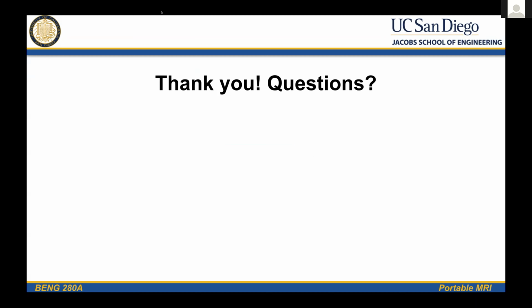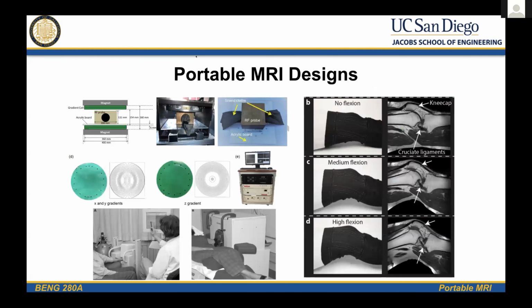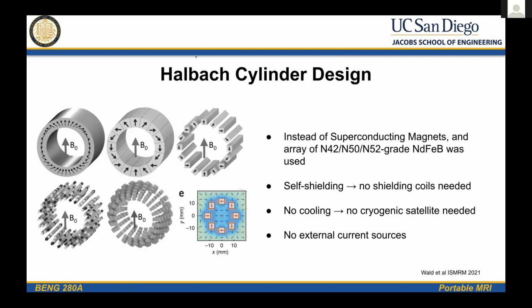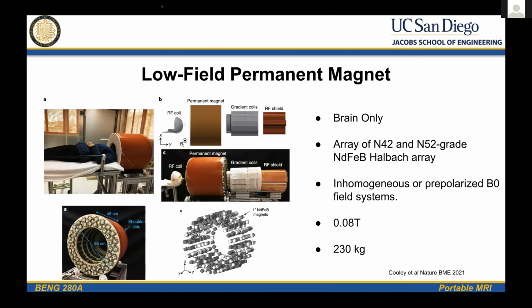Okay, let me ask a question. When you were talking about the Halbach design, you mentioned there was pre-polarization as well. So are they using both a permanent magnet and a pre-polarizing coil? Is there a pre-polarized B0 system in there as well, or is it all the permanent magnet?